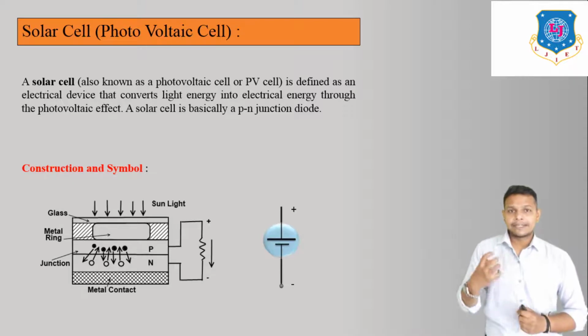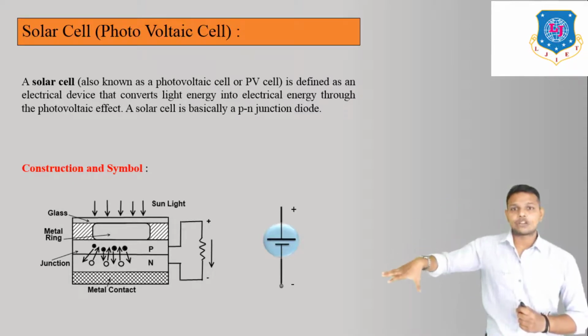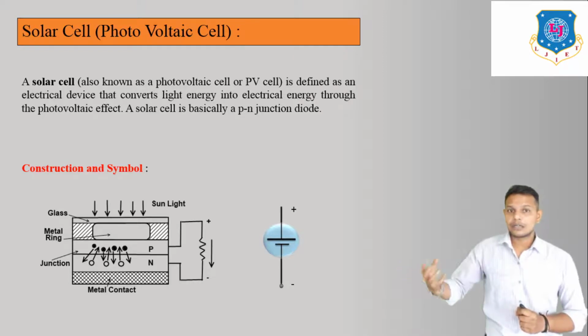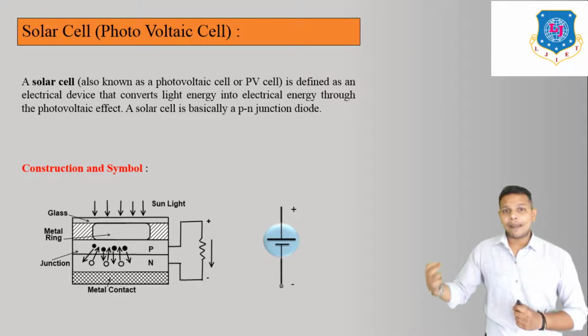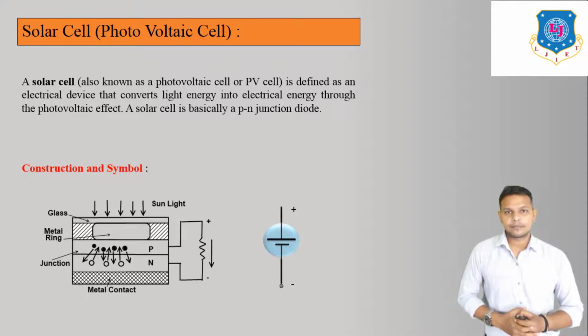Because direct sunlight photons strike this glass, and due to these photons, the minority carriers in the p-type region, which are electrons, get energy from these photons, become free, move to the n region and pair with holes, and that's why current flows in this circuit diagram.